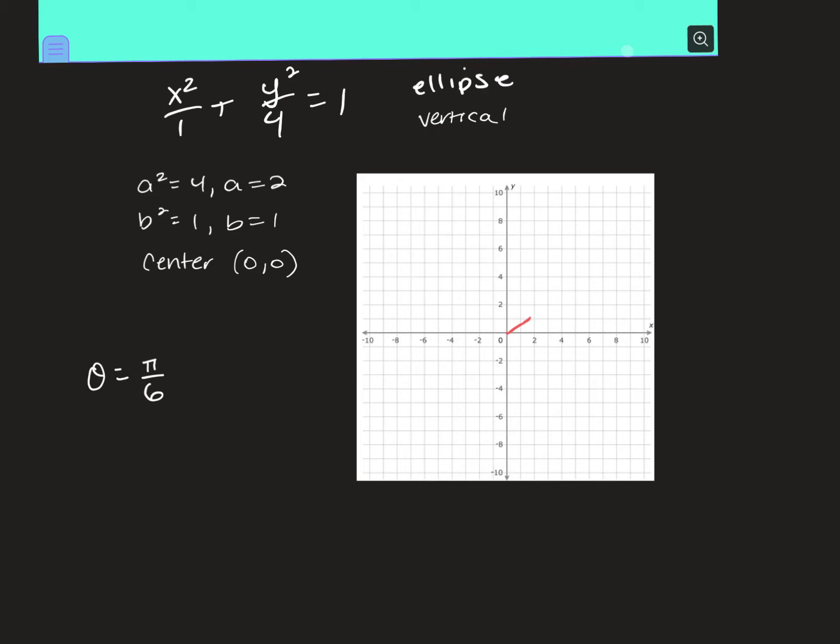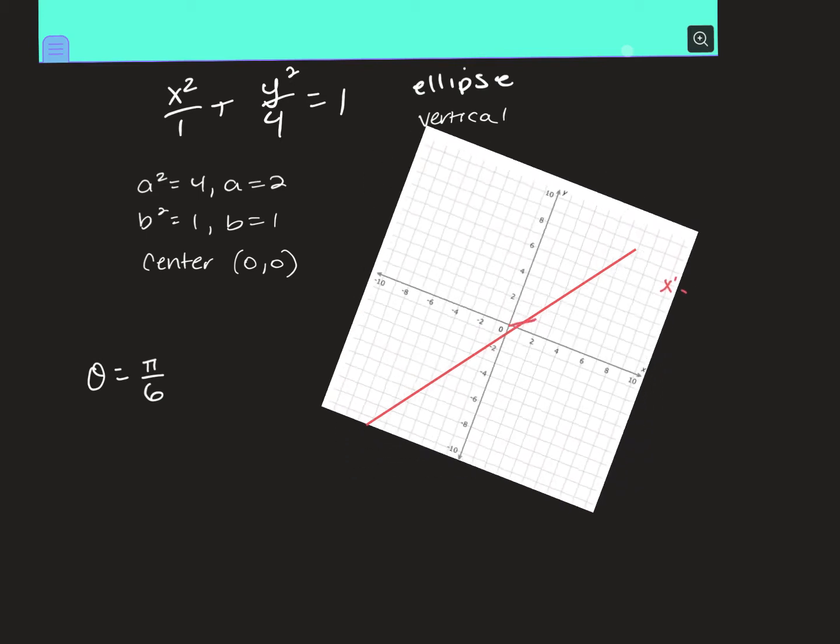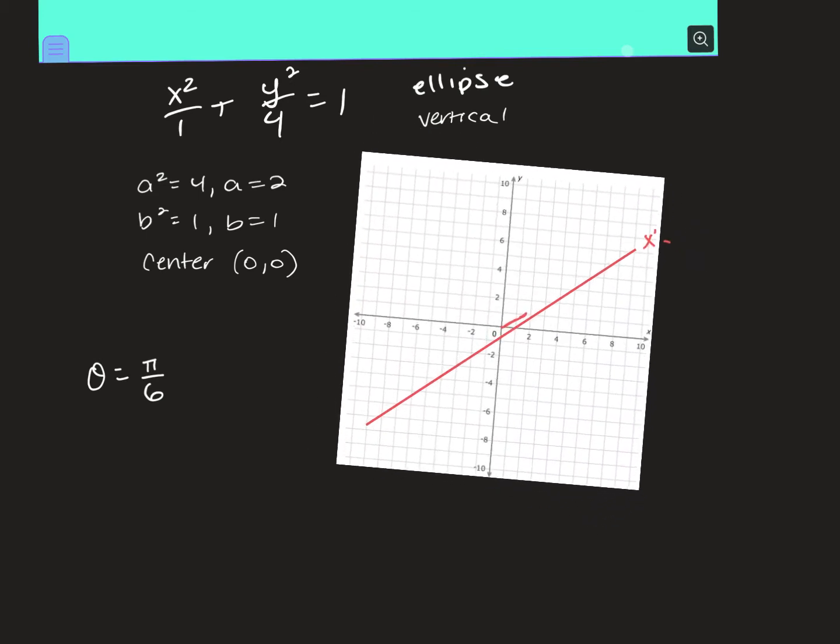I would recommend using a straight edge, whether that's your ID or a ruler at home. If you're here, I'll pull out rulers. Use a straight edge so that you get that rotated x-axis. This is my x prime axis. And then you want to turn it so that you find your perpendicular axis.